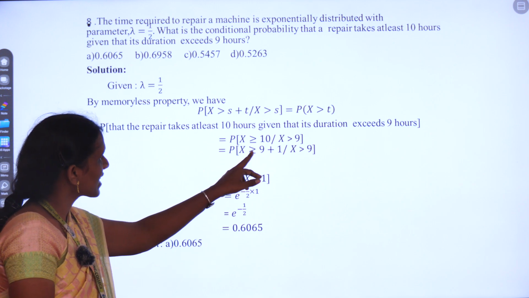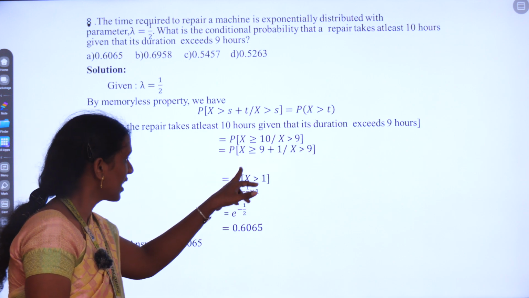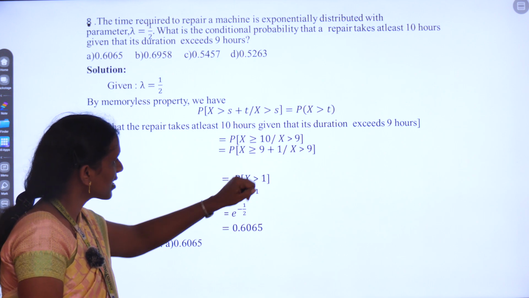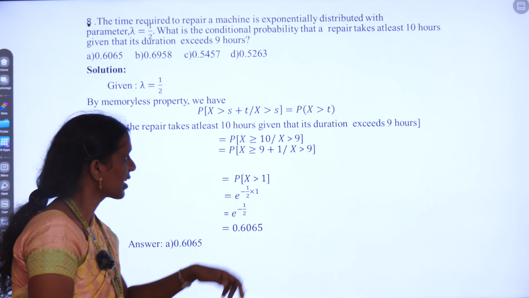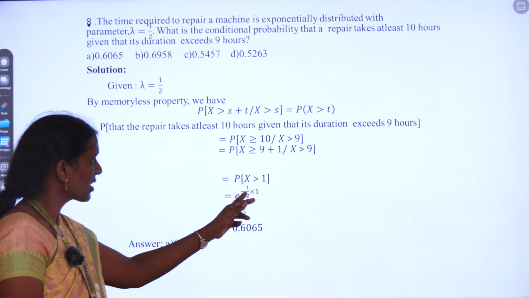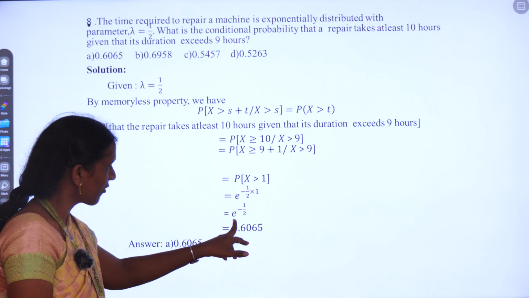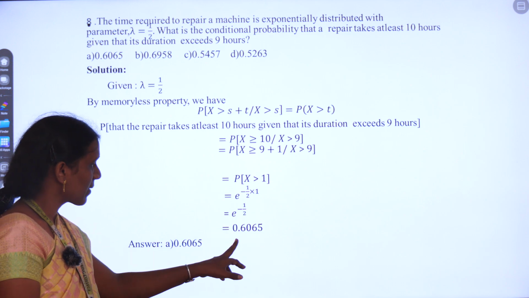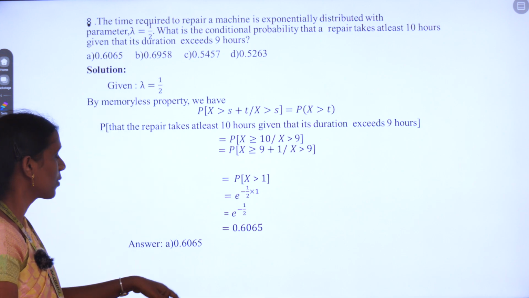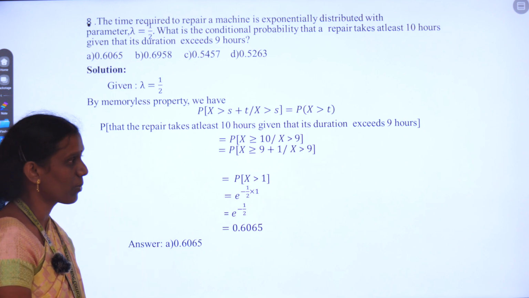Now probability of x greater than s plus t given x greater than s is equal to probability of x greater than t, that is probability of x greater than 1. Comparing this memoryless property with this, we have s equal to 9 and t equal to 1, so this is equal to probability of x greater than 1. We know probability of x greater than k is e power minus lambda k. My lambda value is 1 by 2 and k value is 1, therefore e power minus 1 by 2. The value of e power minus 1 by 2 is 0.6065. So the answer is option A, 0.6065. This is the only problem where we are using the memoryless property.